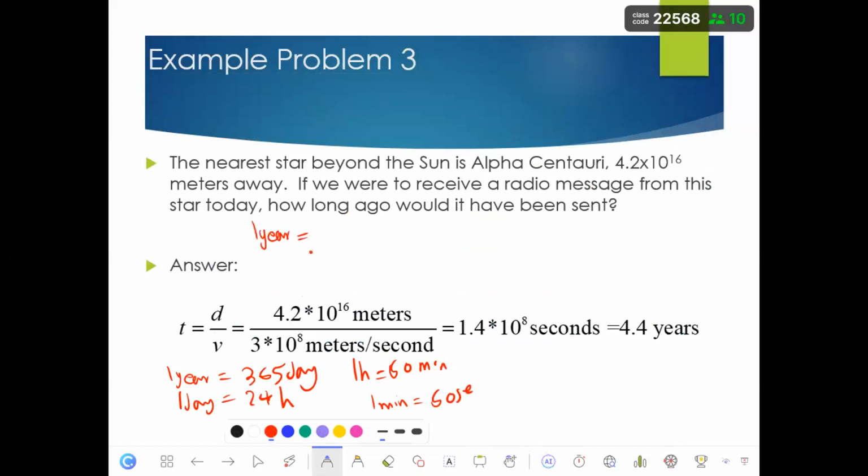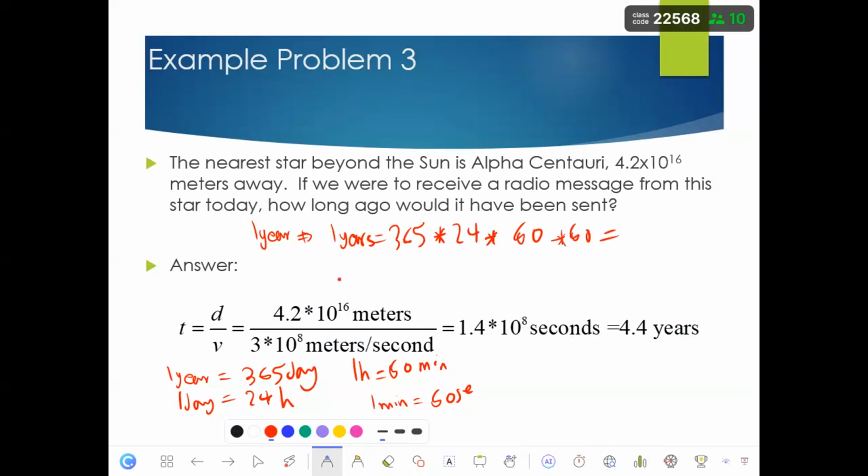What we do is try to find how many seconds 1 year is, and then divide this number of seconds by the number of seconds in 1 year, to see how many years we have. 1 year is going to be 365 days times 24 hours times 60 minutes times 60 seconds.